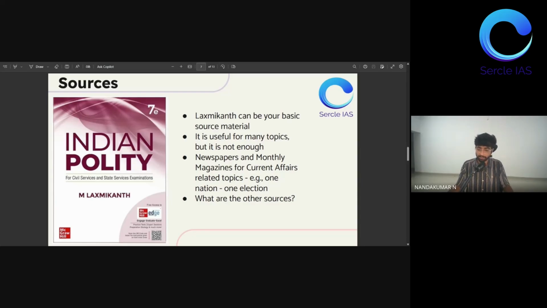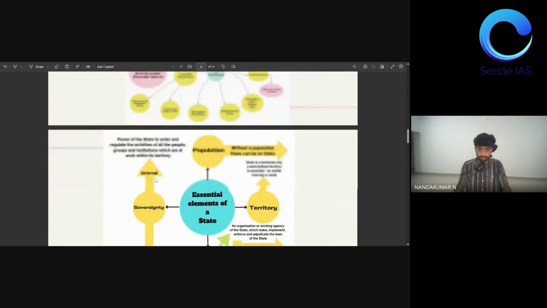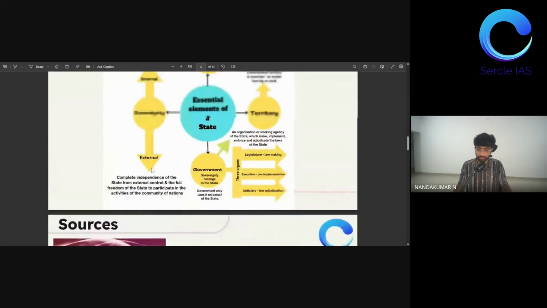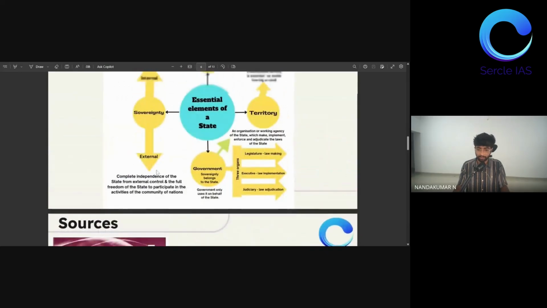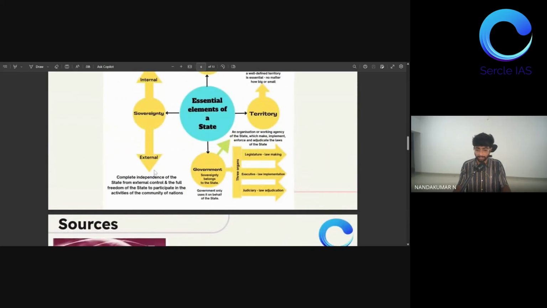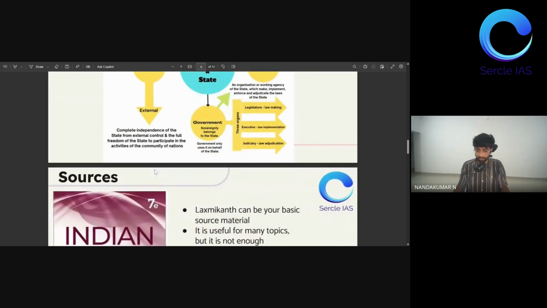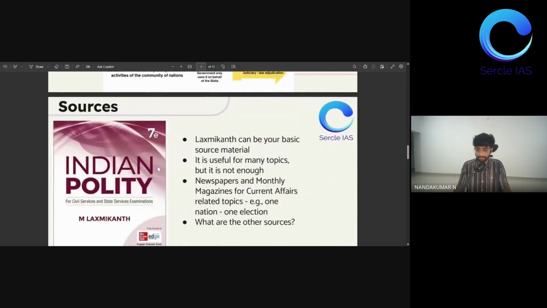Maybe for prelims also, it is not enough because of the question on state in the 2020 prelims exam. I don't think you can attempt that question with just the reading or understanding of Lakshmikant. For that, you need some other materials. I'll just mention that in a while.